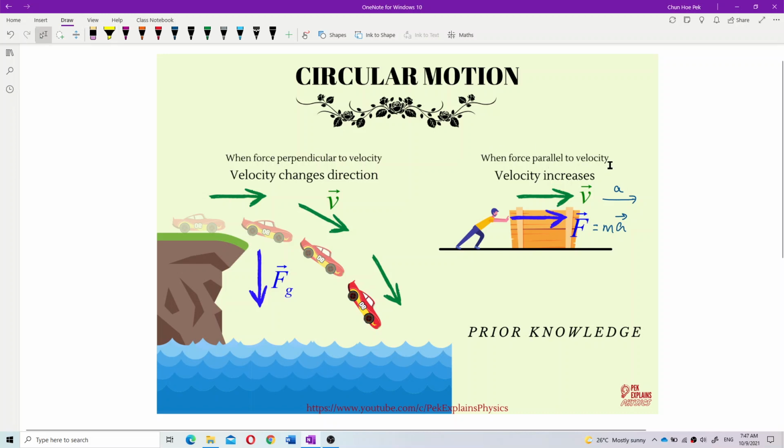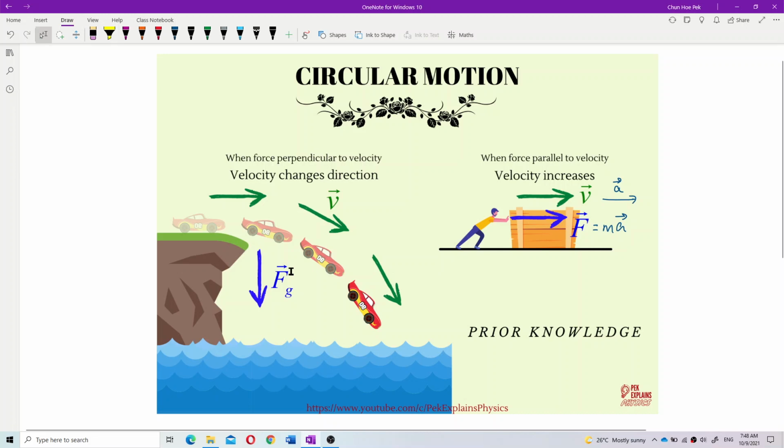parallel to the velocity, so the acceleration is also parallel to the velocity, what happens to the object? The object will move faster and faster forward. Velocity increases. So velocity will increase when velocity and acceleration are in the same direction, or we can say when the force and the velocity are in the same direction.